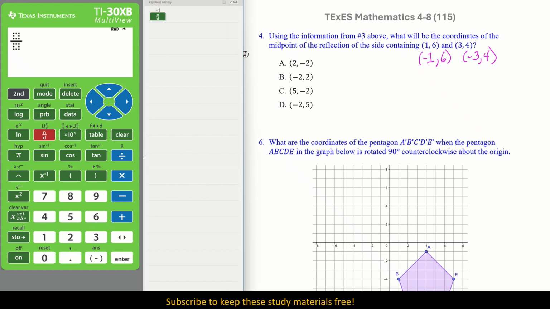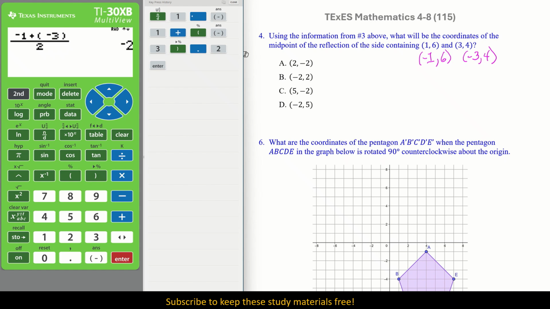Let's talk about x first, okay? So we have 1, no, sorry. That would be -1. Notice we have -1, and we were talking about where it changed, reflected. -1 plus a -3. We're adding the values together, and then we divide by 2. Okay, what does that get us? -2. So that would eliminate A and C.